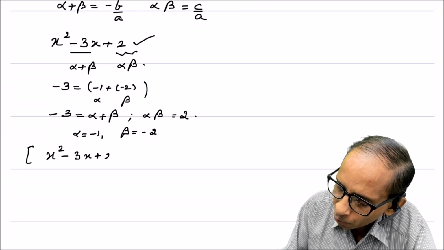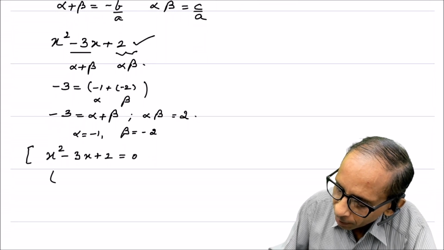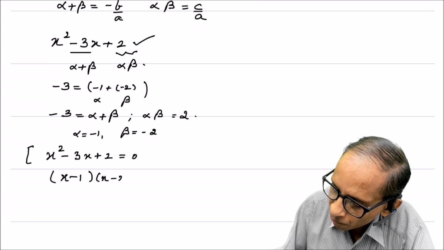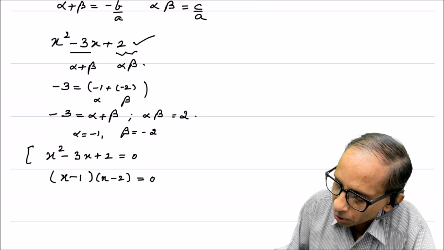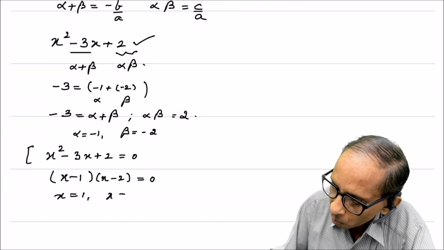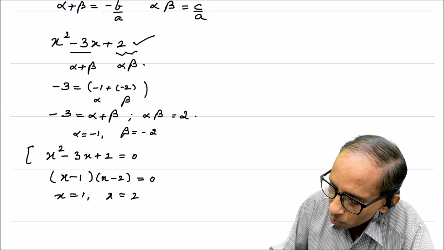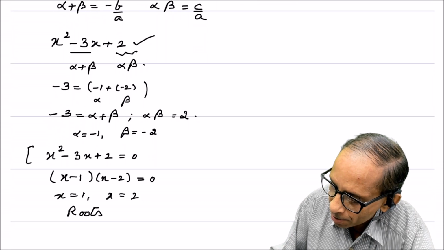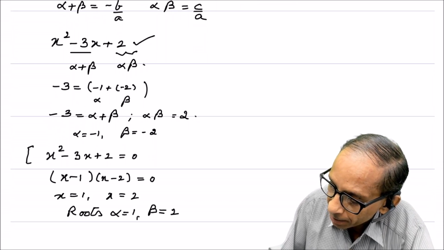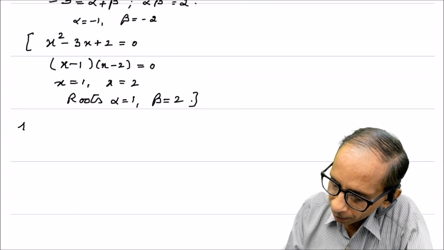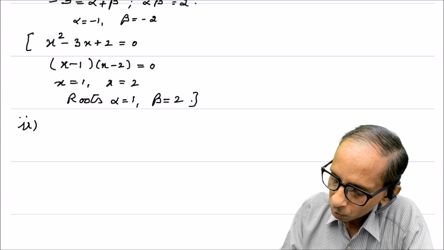then the expression is x minus 1 into x minus 2 equal to 0, so x turns out to be 1 or x is equal to 2. So what we notice is that by means of the equations, the roots are alpha is 1 and beta is 2. We now consider a second way of factorizing the quadratic.